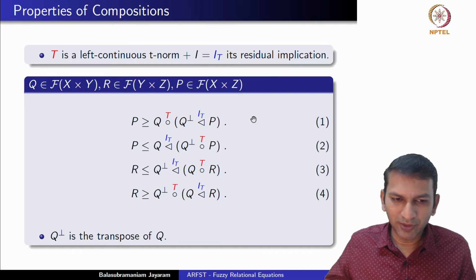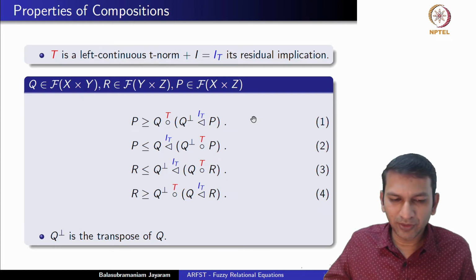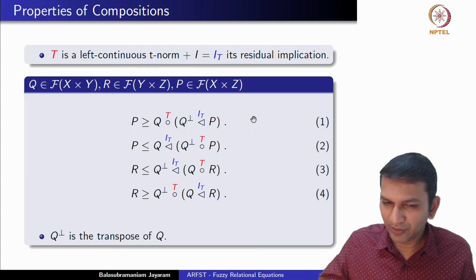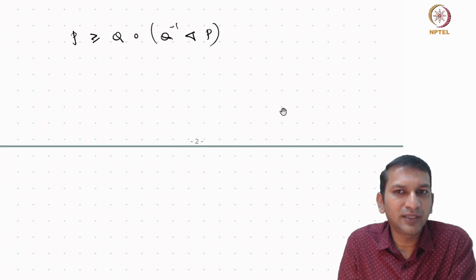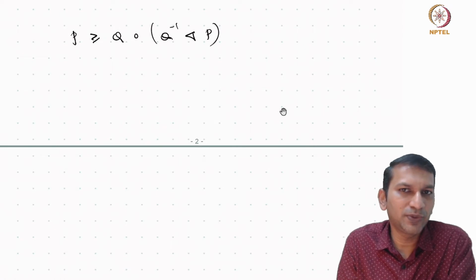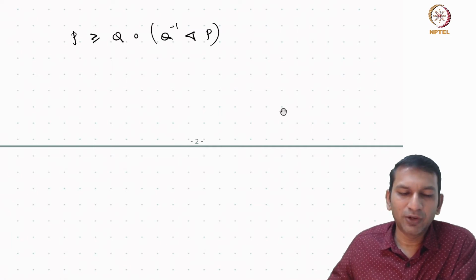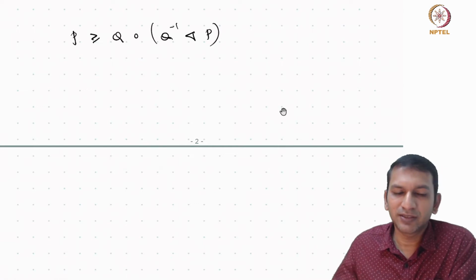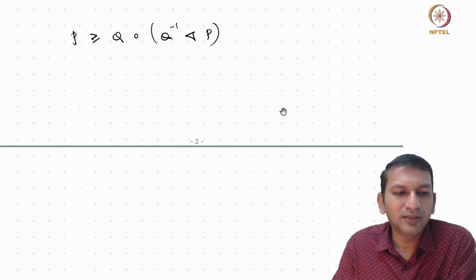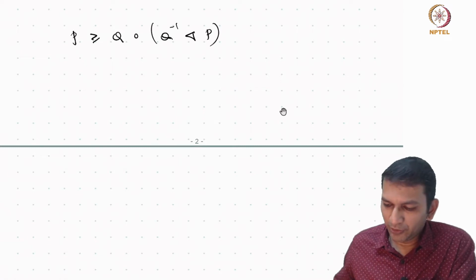So allow me to copy this. We need to prove P is greater than or equal to Q circle Q inverse delta P. Since we have fixed the T and IT to be coming from the residuated lattice structure, just to avoid cumbersome notation, we will not indicate the T or I over the symbols circle and left triangle, but that will be understood in the context.